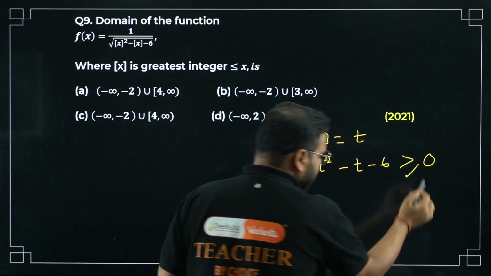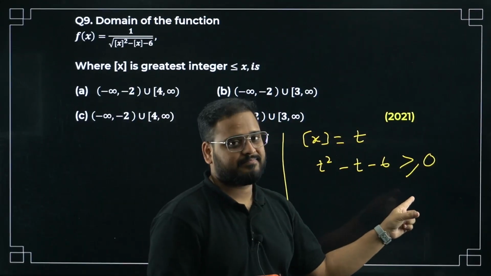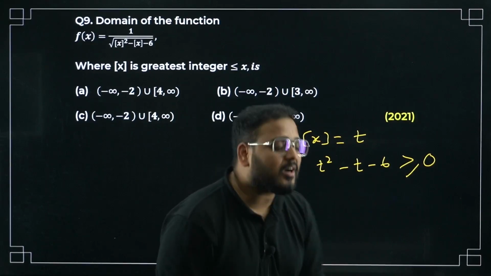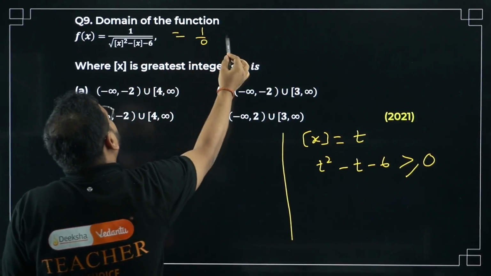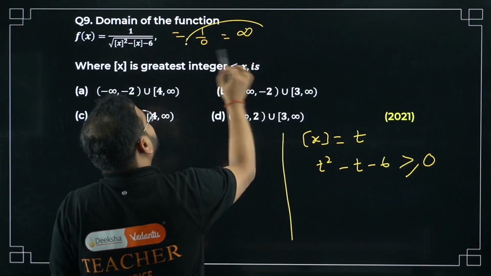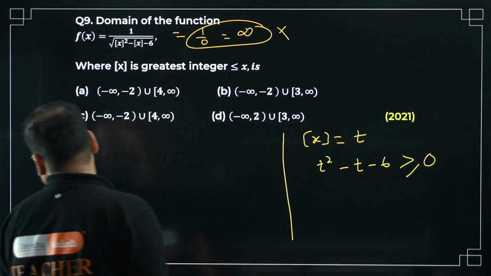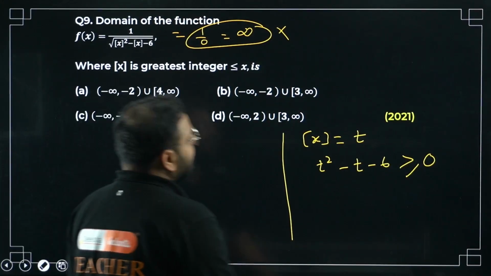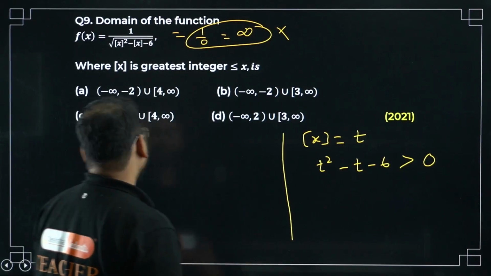Can I take equal to sign? No sir, you can't take. Why not, bacha? If you take equal to 0, this will become 1 by 0. It will become undefined, na? So you can't take this. That's why we cannot take equality over here. Only greater than 0. Only positive we can take, bacha.